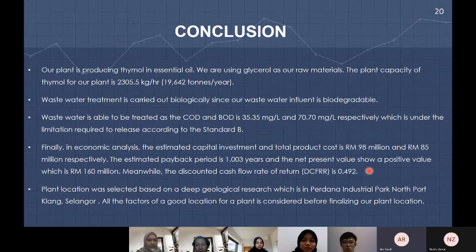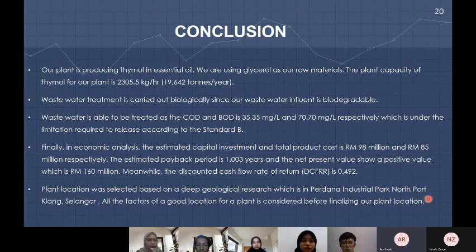Finally, in economic analysis, the estimated capital investment and total product cost are RM 98 million and RM 85 million respectively. The estimated payback period is 1 year and the net present value shows a positive value, which is RM 160 million. Meanwhile, the discounted cash flow rate of return is 0.492.